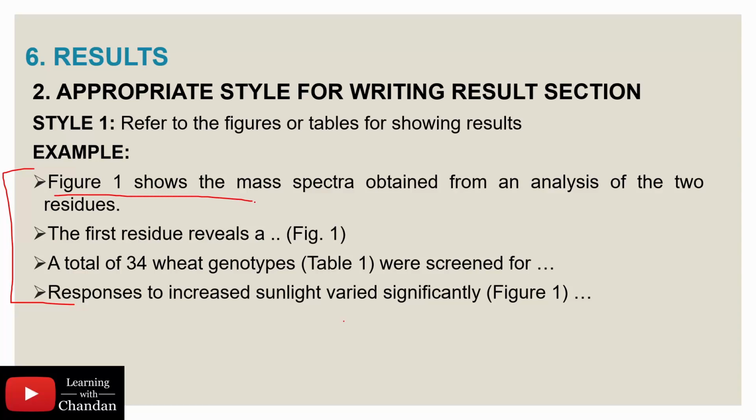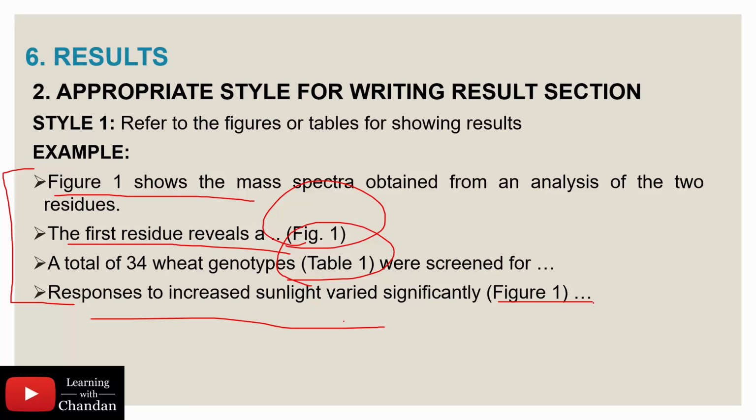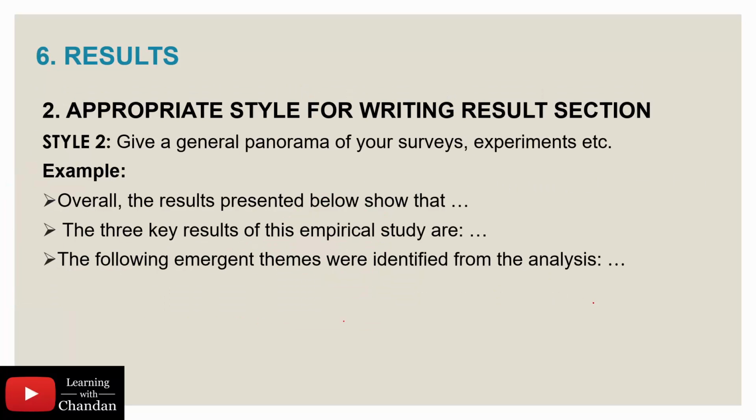Figure 1 shows, or the first residue reveals, also mentioning the figure you are referring to in brackets, or mentioning the appropriate table you are referring to, or like this, where the full form of figure is mentioned. Another form of writing your results section is to report your results in text form. For this, you can follow sentence structures which are given as examples. Overall, the results show that, or the 3 key results are, the following are the emergent themes identified from the analysis.